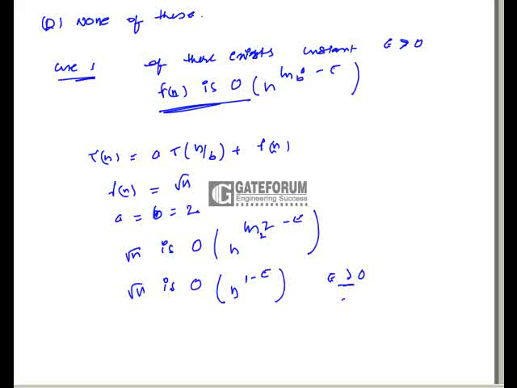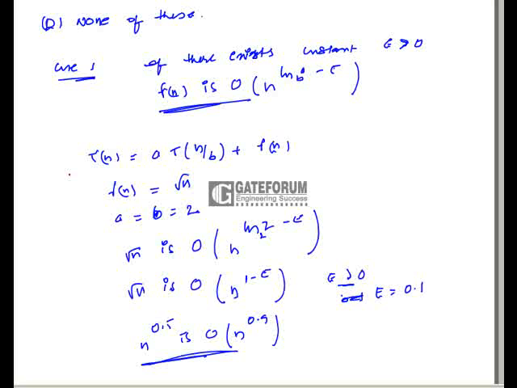So let us take epsilon is equal to 0.1, which is greater than 0. If we take 1 minus 0.1, we get n power 0.9. So here n power 1 by 2, nothing but n power 0.5, is order of n power 0.9, which is true. So that means it satisfies case 1 of Master's theorem.